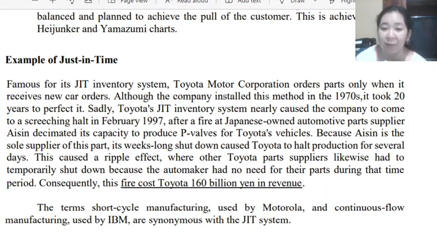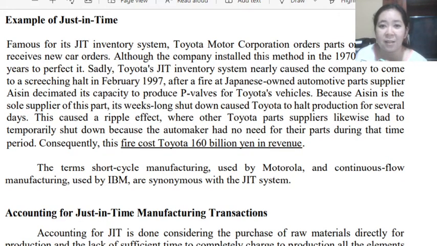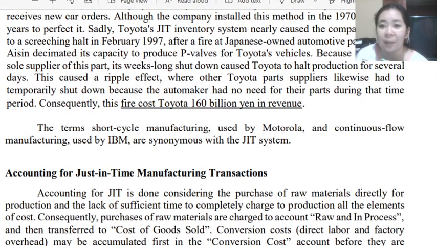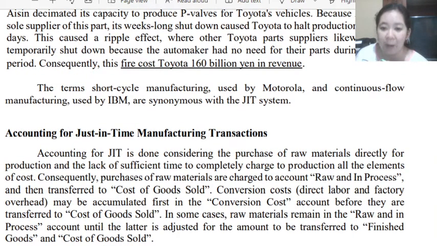So this caused a ripple effect where other Toyota parts suppliers likewise had to temporarily shut down because the automaker had no need for their parts during that period of time. Consequently, the fire cost Toyota 160 billion yen in revenue. Okay, so that's a setback. That is just one setback of just-in-time. But to avoid this, they should have at least more than one supplier. Okay, the terms short cycle manufacturing used by Motorola, and continuous flow manufacturing used by IBM, are also synonymous with the JIT system.